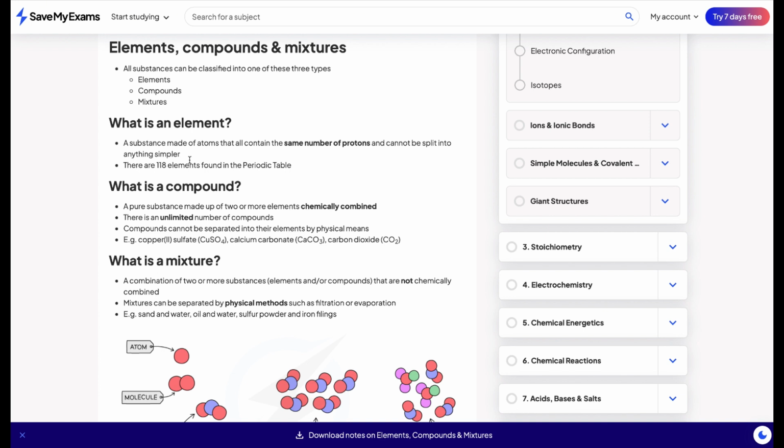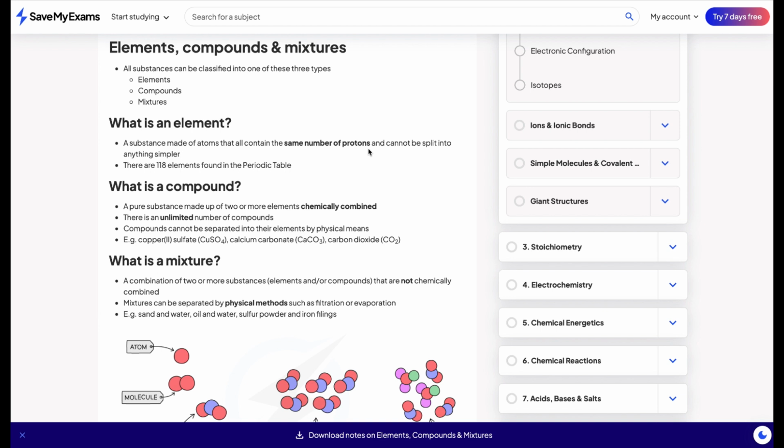So when you call something an element, it is an atom that contains the same number of protons at every point in time, and cannot be split into anything simpler than that. Which means an element is the smallest particle of a substance which can take part in chemical reaction. So there are about 180 elements found in the periodic table. Not all of them are naturally found on Earth. Some are manufactured in the laboratory.